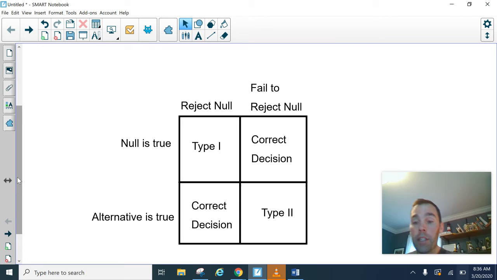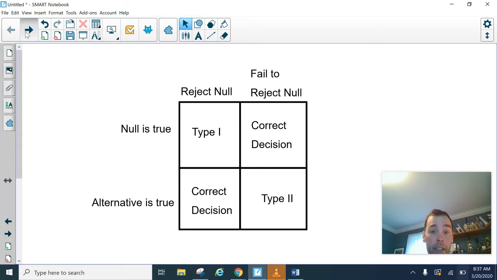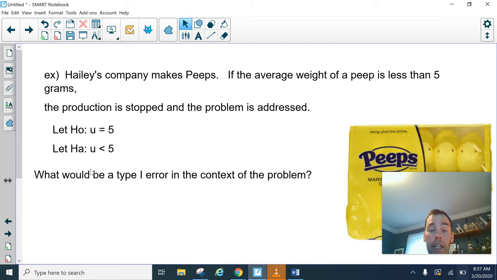Now, keep in mind, when we do these problems, we don't know if we made the right decision or not. We're just basing our answer on probabilities, right? If the p-value is low, we reject the null hypothesis. But it is possible that you just happen to get a low probability for that particular problem, just by chance. So it is possible you reject the null when the null is true, right? That could definitely happen. So that's called a type 1 error. Usually in the context of this course, what we're going to have to do is interpret what the type 1 and type 2 error would be.